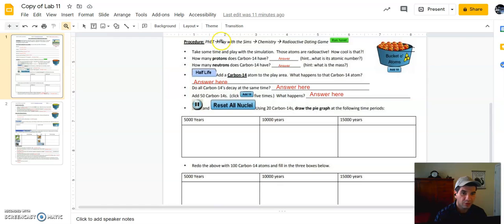And today we're going to take a look at the simulation. So you're going to go to PhET's website, Play with Sims, Chemistry, Radioactive Dating Game. Take some time, play with the simulation. Those atoms are radioactive. How cool is that? How many protons does carbon-14 have? How many neutrons do they have?